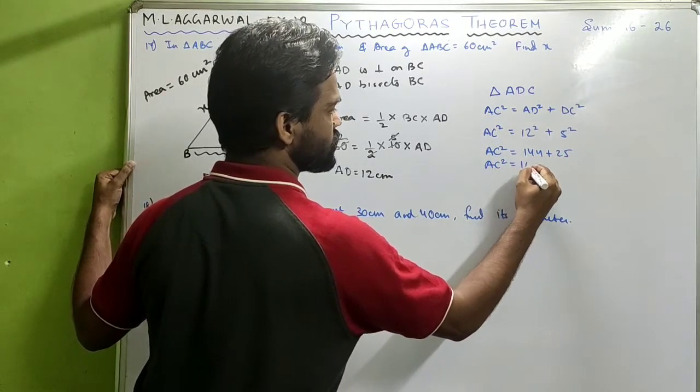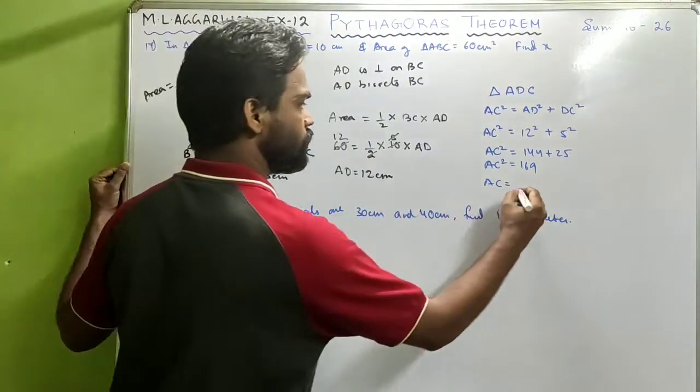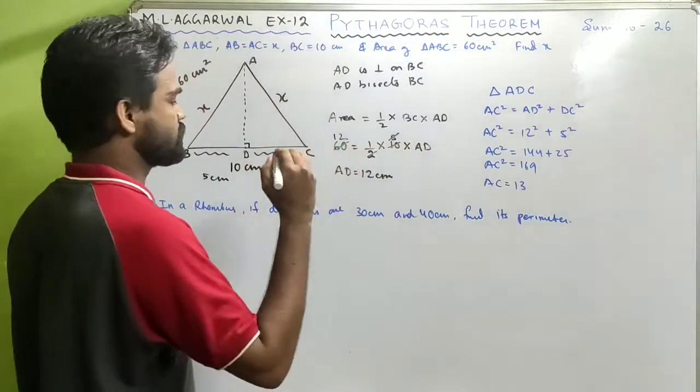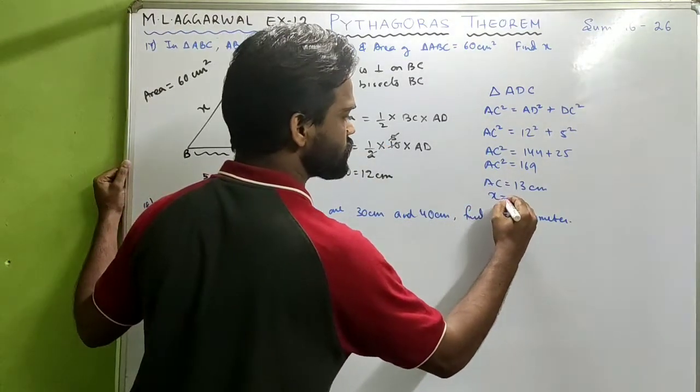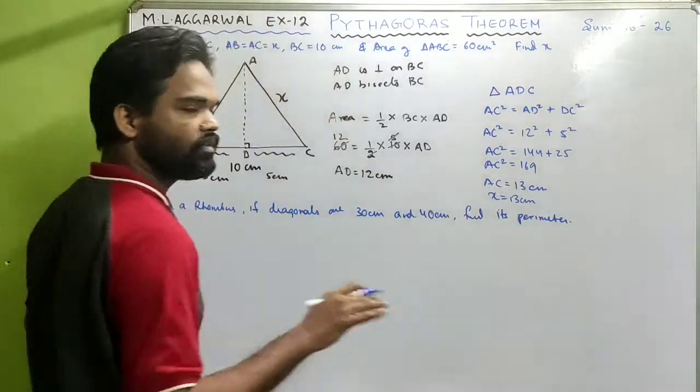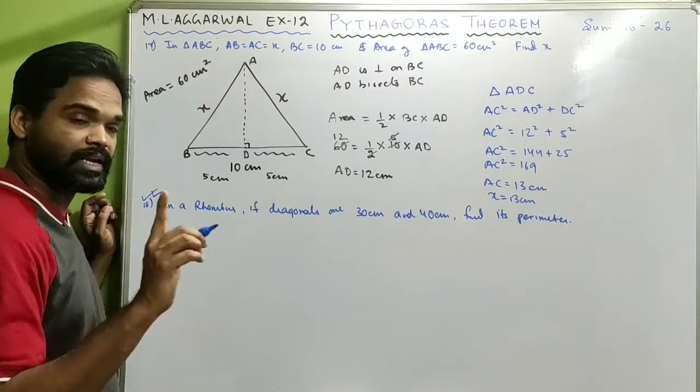AC square is 169, which means AC will be plus minus 13. We'll take positive value, which is 13 centimeter, and that is x only. So x is 13 centimeter. Solved. Done.